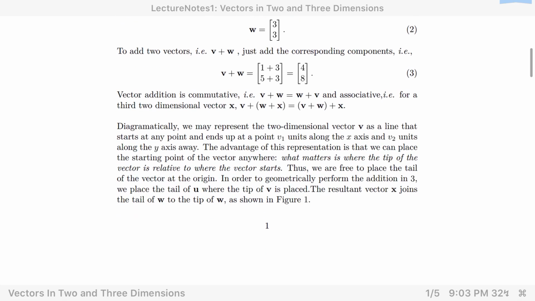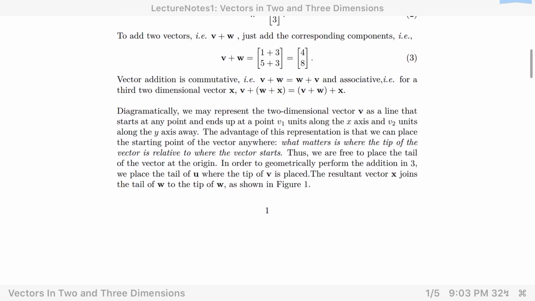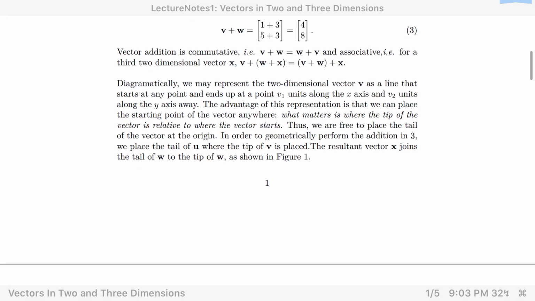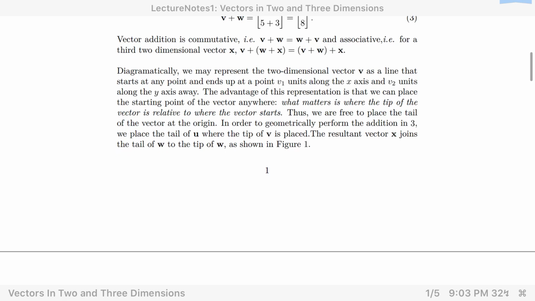Now because the addition of real numbers is commutative and associative, vector addition is also commutative and associative. So v plus w is w plus v, and v plus the addition of w plus x is the same as the addition of v plus w plus x.